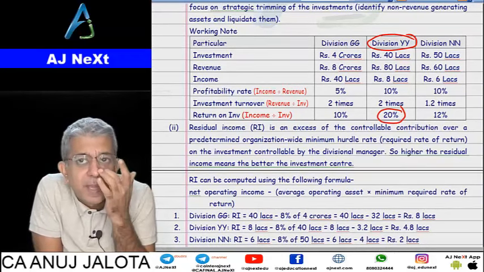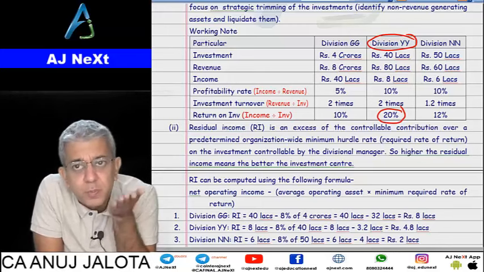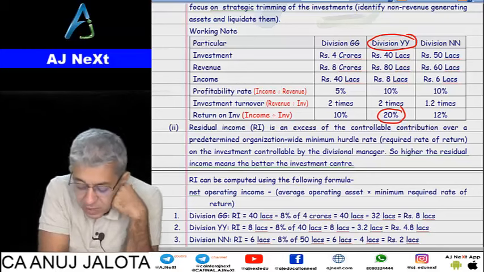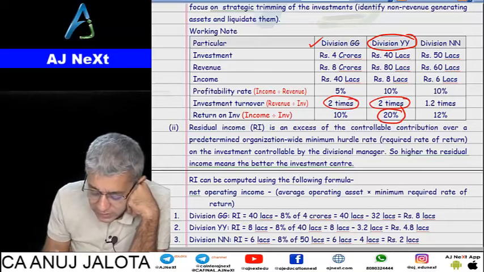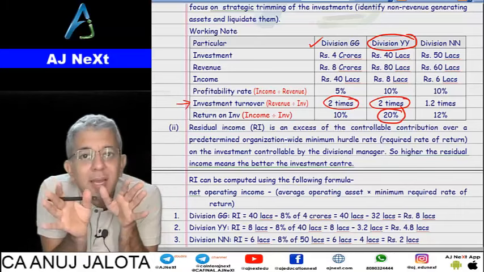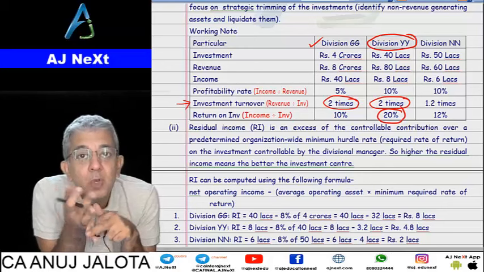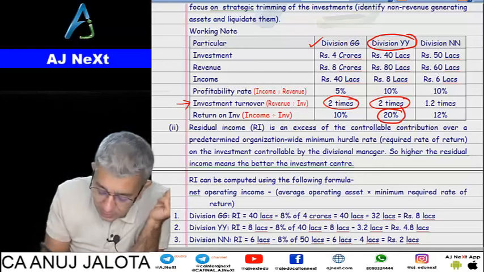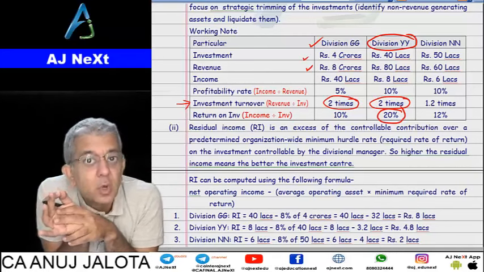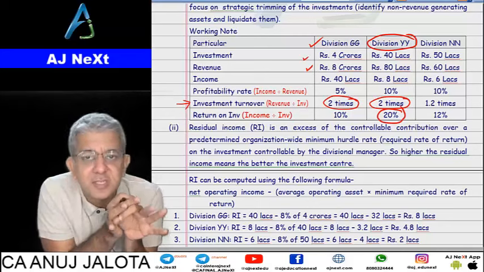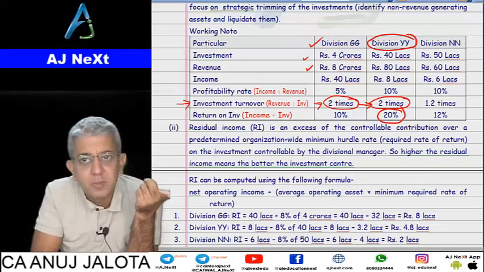Now try to compare the performance of the other divisions against division Y and try to say why there is poor performance in the other divisions. Now see, when we come to division GG, you will understand this. It is 2 times over here, 2 times over here. Investment turnover tells you how much sales you are getting per rupee of your assets. For example, this is 8 crores, this is 4 crores. So therefore, you are getting 2 rupees of sales for every rupee of your fixed assets. Fixed assets means investment.